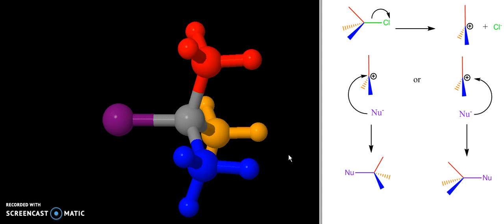Now, in this particular case, that doesn't matter, because even though I've colored them differently, all three of these are methyl groups. So this is actually the same product as this, because there's no stereocenter in this molecule. But you can easily see that if these had been three different groups, I would have ended up with two different products over here that were non-superimposable mirror images of one another, or enantiomers.